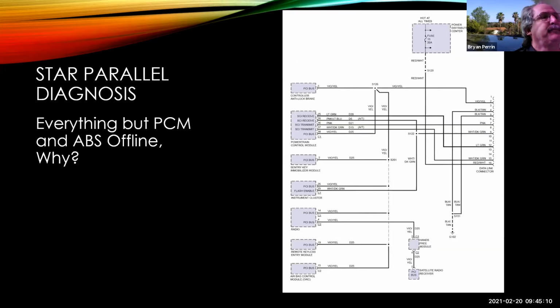So in this case, everything but the PCM and ABS are offline. Why? Here we're looking at a schematic and we would have to trace through and see, wait a minute, I can talk to the PCM, I can talk to the ABS. Why can't I talk to anything else? As we walk through the process, where does the problem have to be?